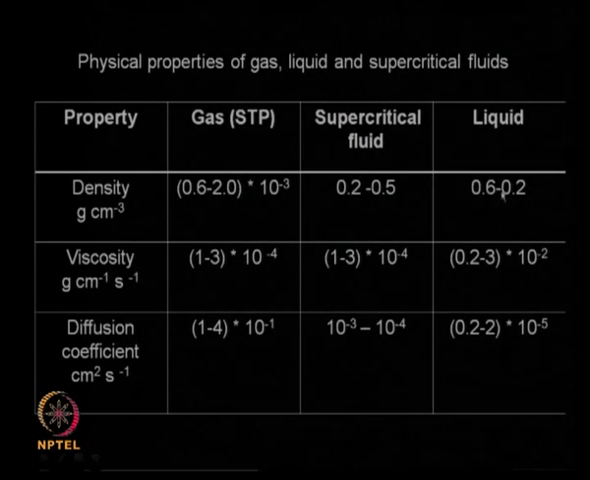So it has got a very good viscosity comparable to gas, and the diffusion coefficient is much higher than that of the liquid, and the density is also much higher when compared to the gas. So you see that it has got the good points from liquid and good points from the gas. That is why supercritical fluid has become a very important technology for food industry and flavor industry.